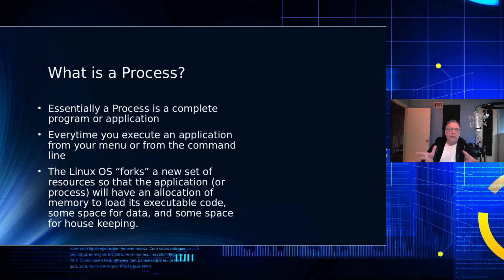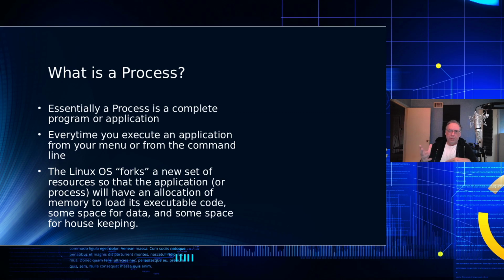So each time you execute an application, you get a new process ID. And that can either be from the menu or the command line. The way Linux does that is it creates a fork. And that is, it will allocate a portion of memory. It basically forks that off, and then will load in your application into that space.